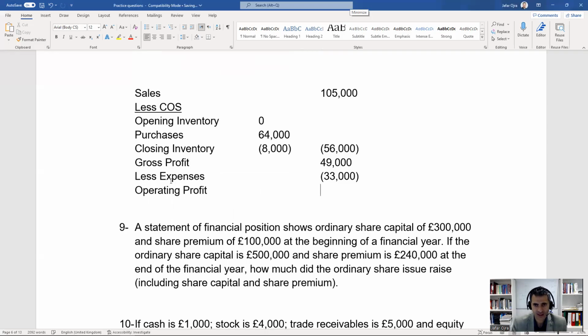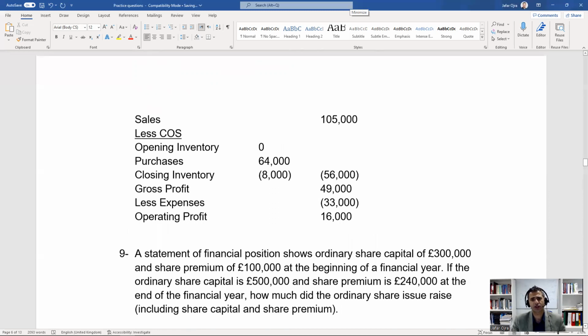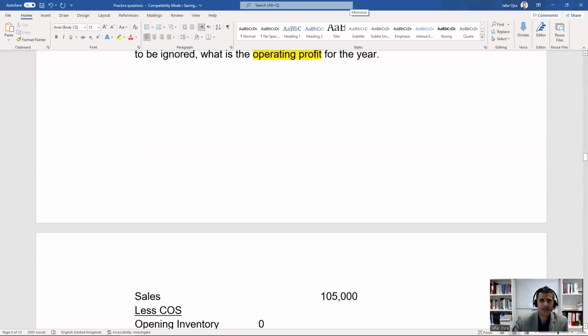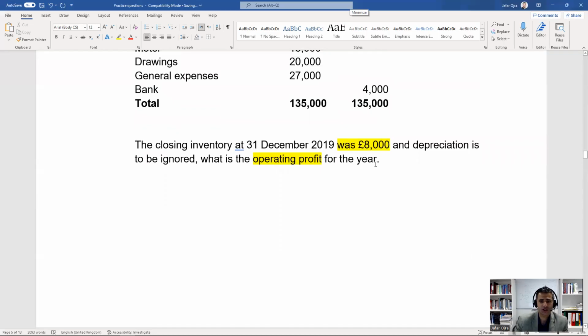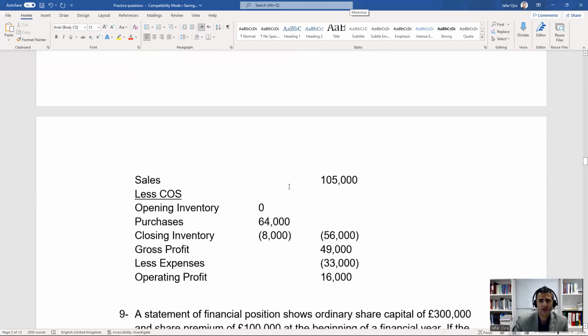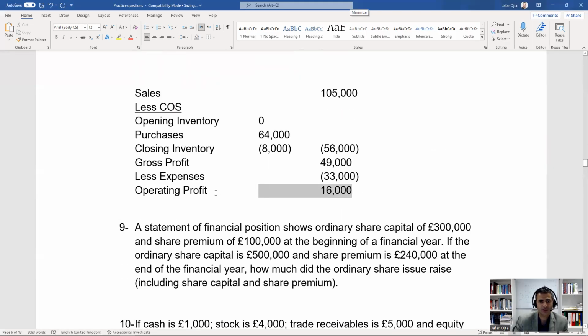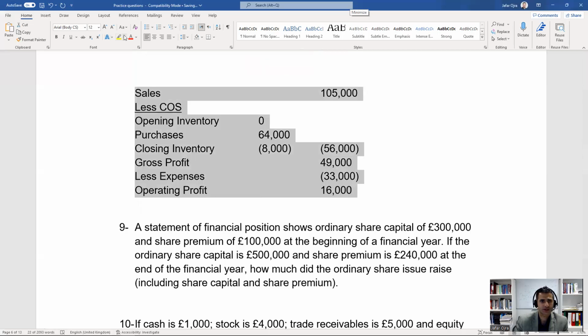49 minus 33. That makes what? Makes 16,000, isn't it? Okay, 16,000 pounds. And that is the operating profit, as the question mentioned here. So they ask you to calculate the operating profit, which is the 16,000 pounds. Here we go. That's all the answers.